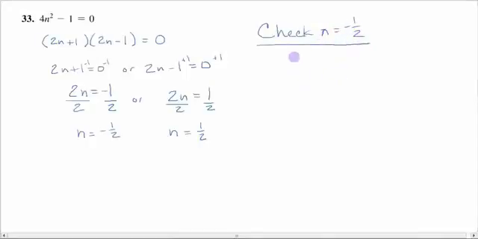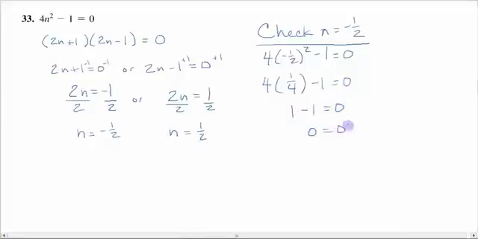Check n equals negative 1/2 and put it into the very original problem. 4 times a negative 1/2 squared minus 1 equals 0. So 4 times, remember we do exponents first and then we'll multiply by the 4. So a negative 1/2 squared is 1/4. And 4 times 1/4 is 1, minus 1 equals 0. So 0 equals 0. Then we'll check n equals 1/2. Again, put it into the very original problem. Always want to do that.